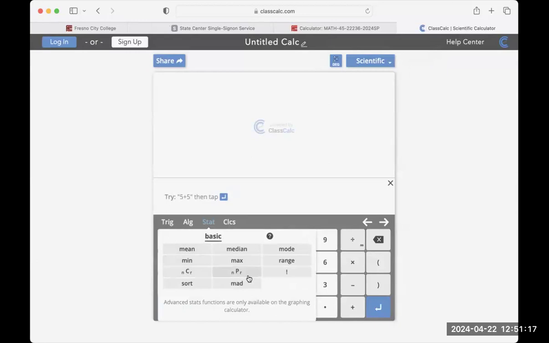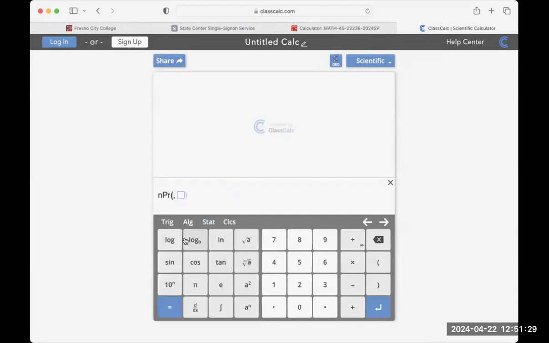Okay. Now from this screen, you can click on stat and then see the nCr notation here or the nPr notation. Like the previous problem, number seven, they said how many possible outcomes are there if seven candidates are running for three positions? We said that was permutation, so I choose the nPr notation, and the first number was seven and the second was three. Then I press enter, and my answer is 210. So there are 210 different ways to choose three officers from seven people.